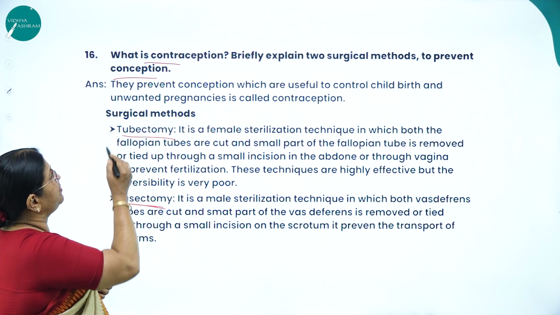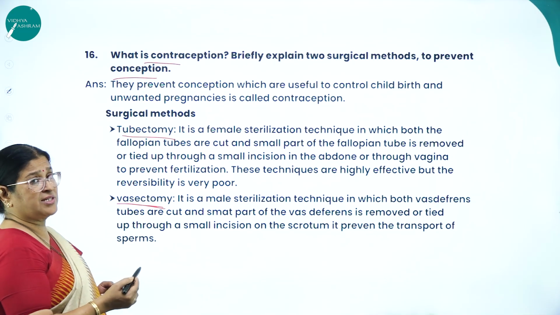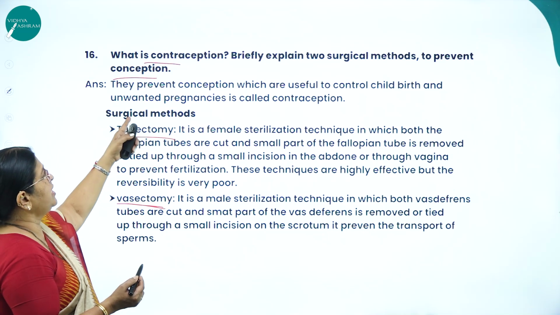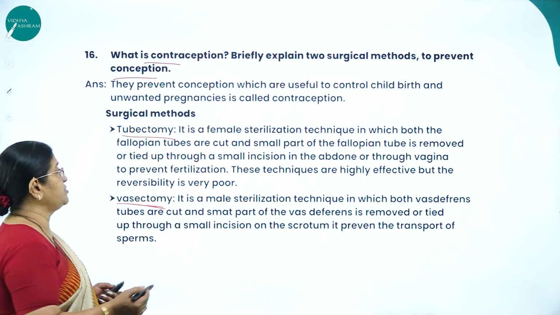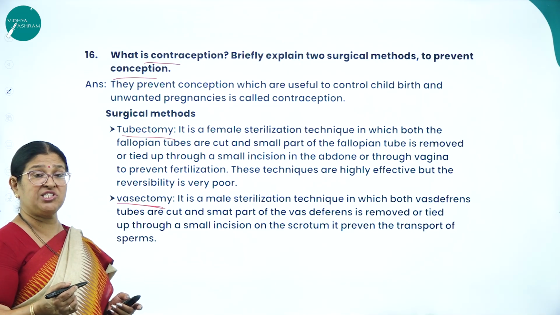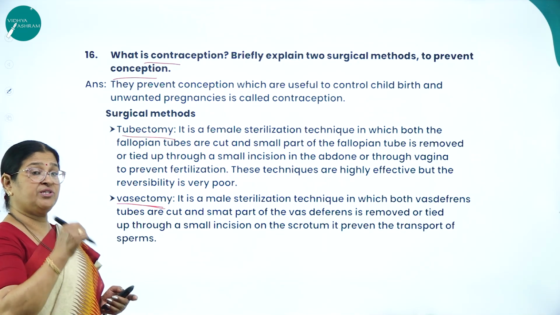What are these? Already explained what is contraception. So what are these surgical methods helping out? They prevent conception, which are useful to control childbirth and unwanted pregnancy is called contraception. So what is tubectomy? Tubectomy can also be called as female sterilization procedure. What is the procedure done here?